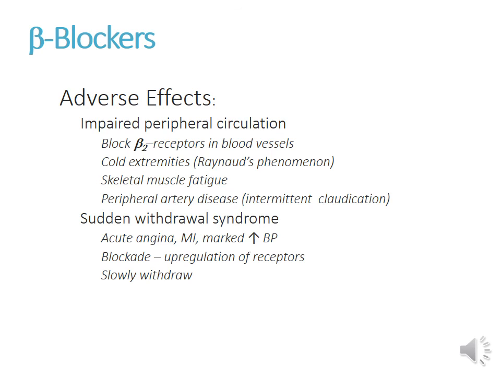You can also have impaired peripheral circulation. By blocking the beta-2 receptors in the blood vessels, this can lead to worsening Raynaud's phenomenon, where you get changes going from hot to cold temperatures and your fingers start turning a little purple. It can lead to skeletal muscle fatigue and worsen peripheral artery disease, so they can have worsened intermittent claudication. That's definitely a big thing to know. There's kind of a relative contraindication for them.